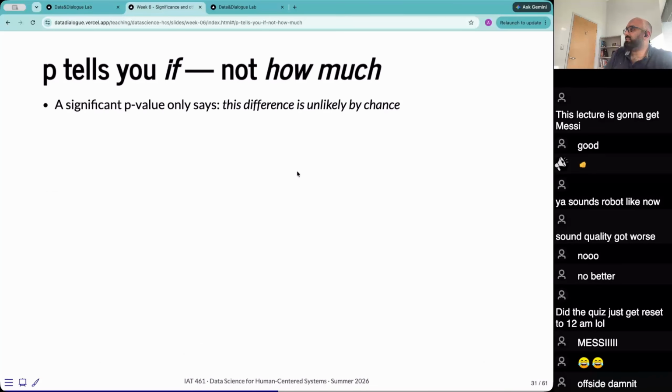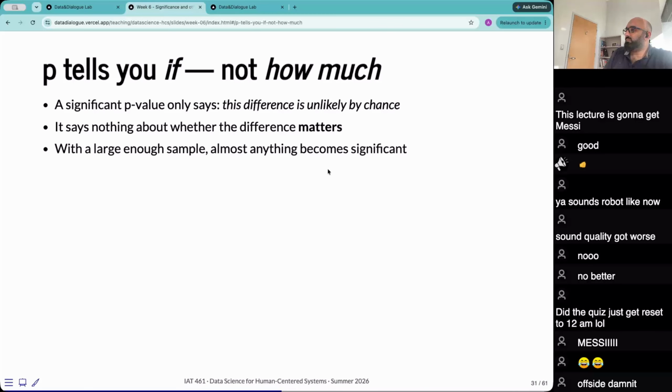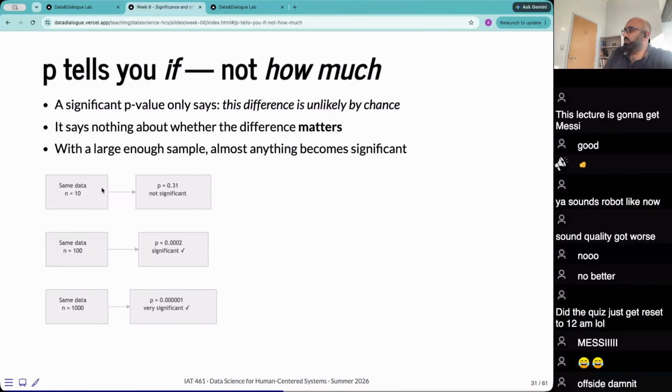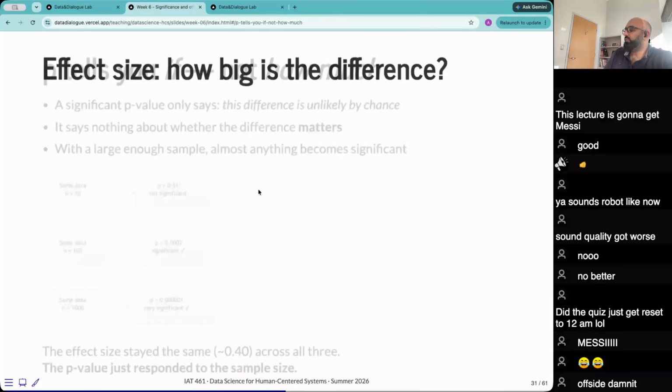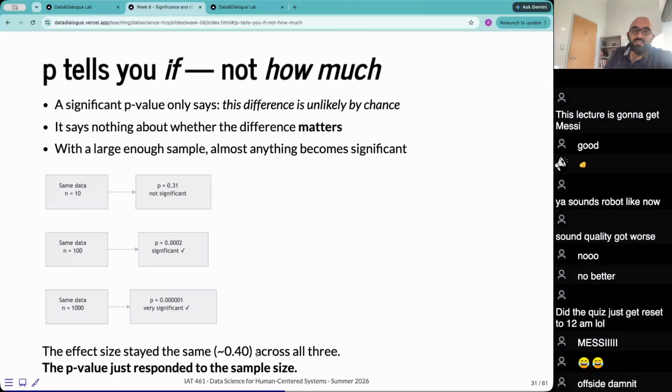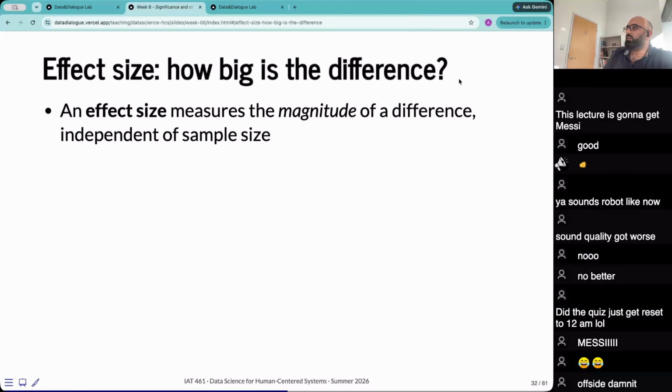We talked about effect sizes as well. The difference is unlikely by chance. That's the significant p-value. It says nothing about whether this difference matters. We might have 1,000 examples. We could have a very small p-value that might be very significant, right? This is just the sample size, the same data. So the p-value changes if we increase the sample size. We really want to show and talk about how big the difference is.